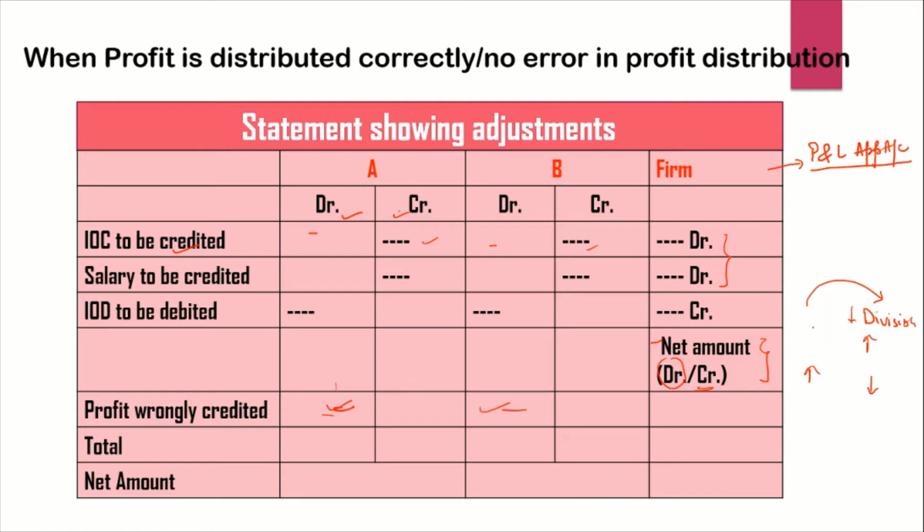So this column gives the total of all this. And here, of course, the total will be nil only, because there is no effect on the firm. I explained in my previous video, the firm has no role to play, so it's between A and B only. So A and B will find out the difference of debit and credit, and finally we'll find out the net effect or net amount, which will help us to pass the journal entry. So this is the thing. Now let's move to the questions.